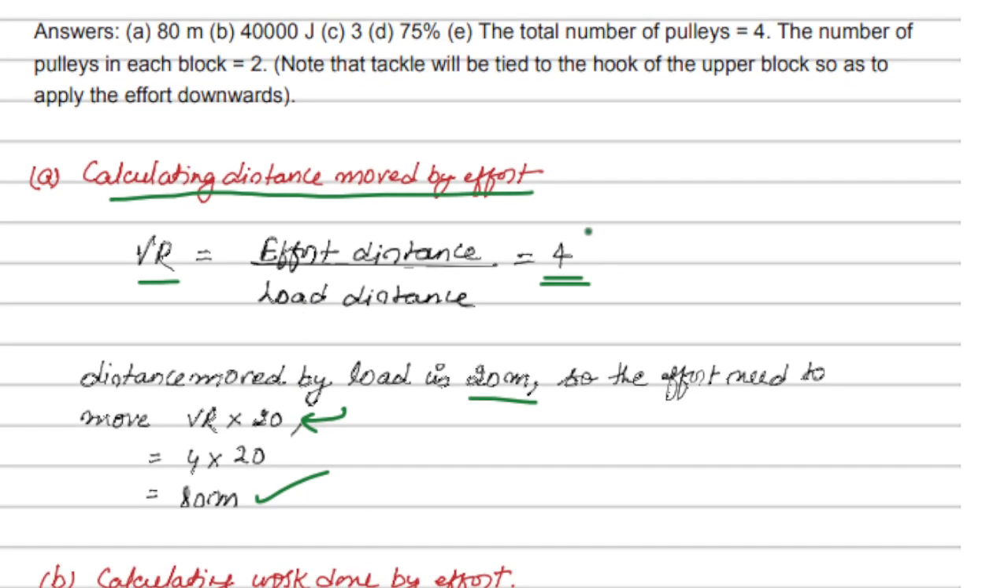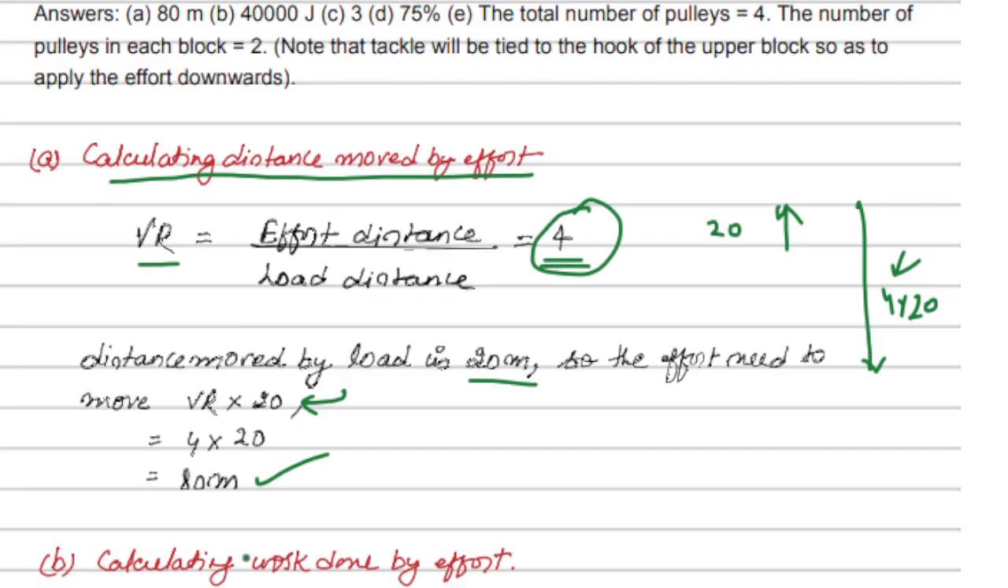But intuitively also we can do it, but we need to understand what this value 4 tells. 4 tells you have to move 4 times. The effort point has to move 1, 2, 3, 4 times, if you want to move the load up by one distance. So that is what the velocity ratio is communicating. So intuitively we can answer, okay, the load has moved 20, so this will be 4 multiplied by 20. So we have to move 4 times. This is the velocity ratio we are talking about.